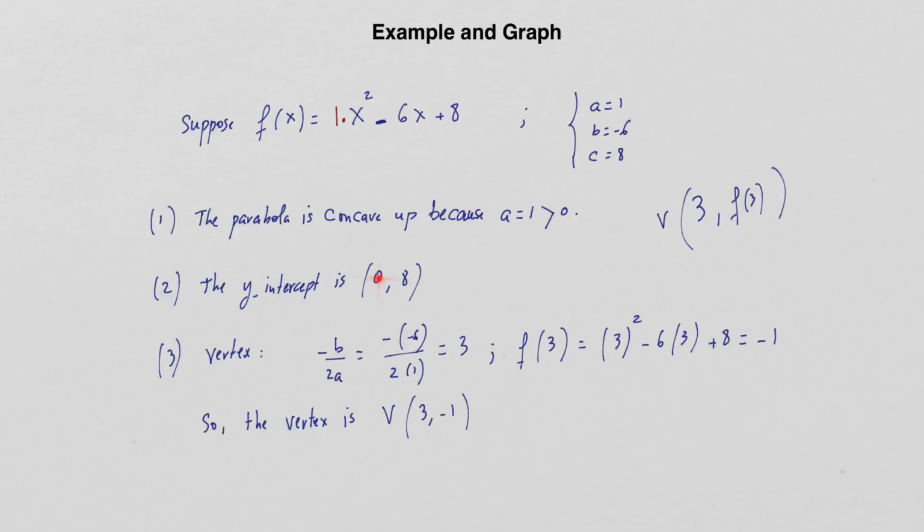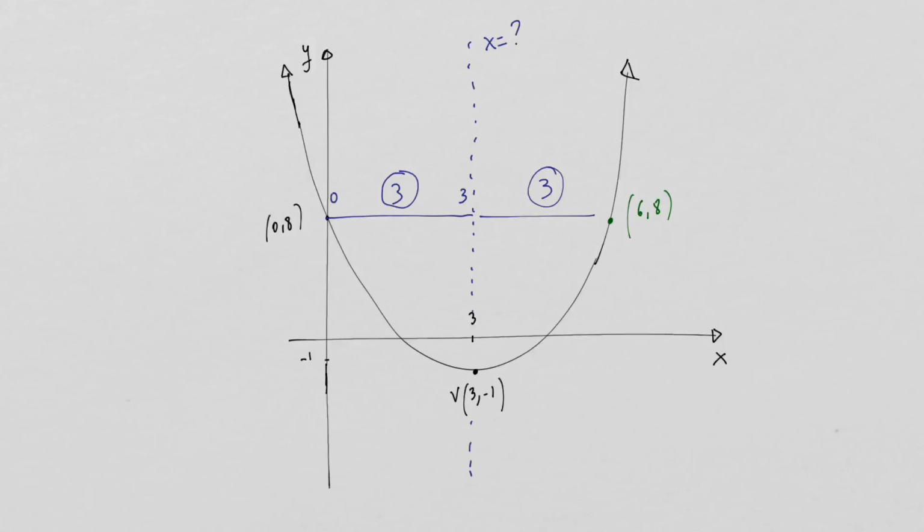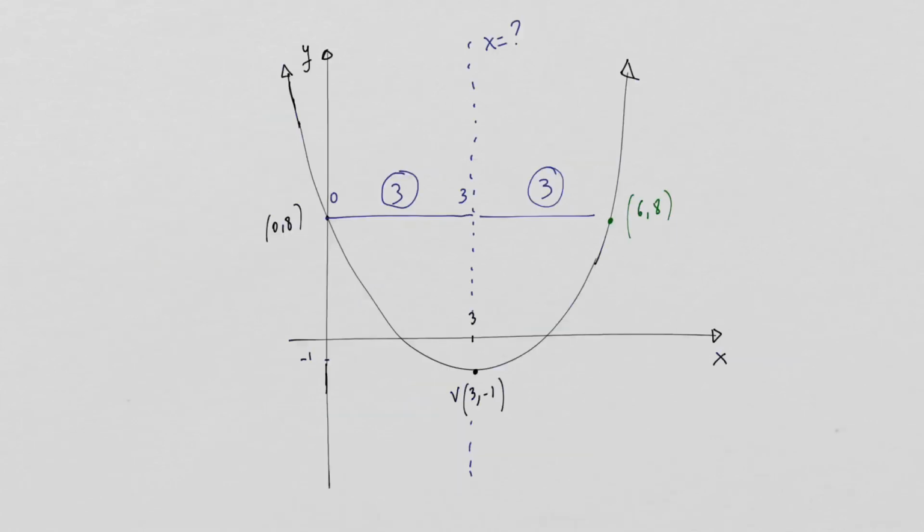I guarantee you if you plug in 0, you should get 8. I guarantee you if you plug in 3, you should get -1. We did it here, right? Because these 3 points are on the parabola. That means they need to satisfy the quadratic function. So this is one nice way to test whether or not you got the right points, okay?